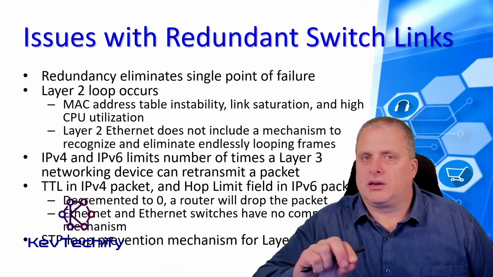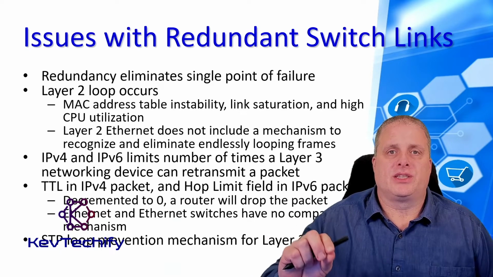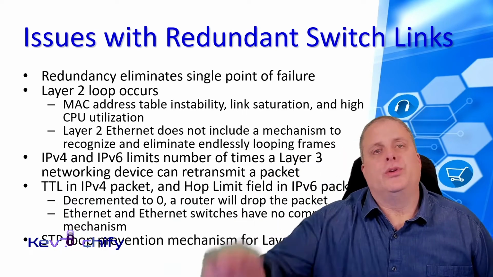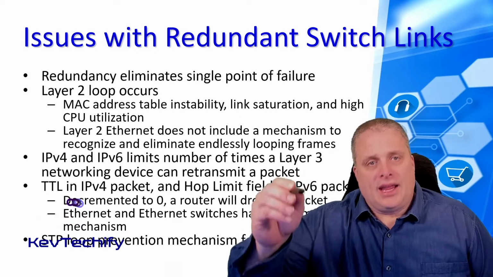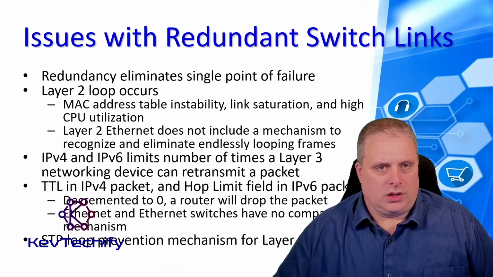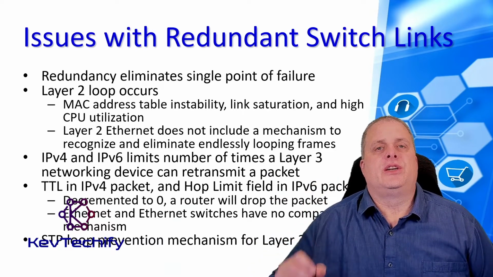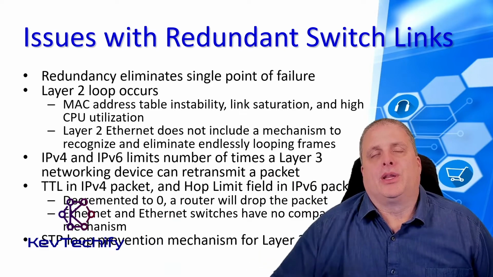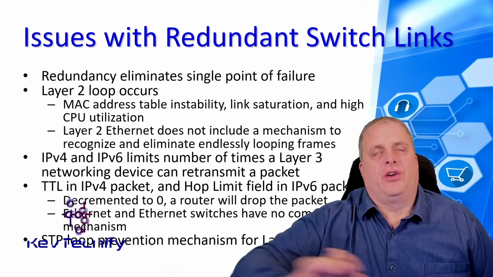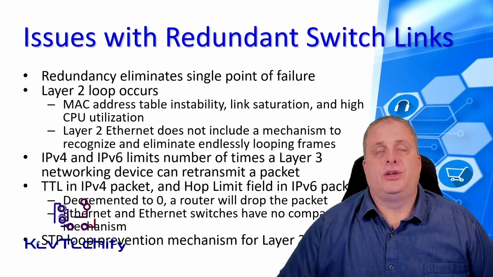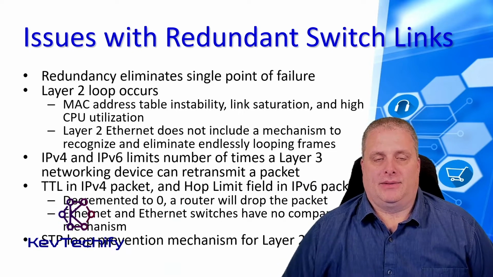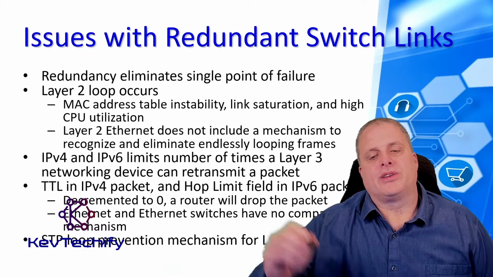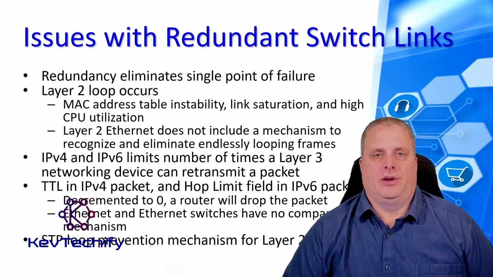Typically these fields start at something like 128 or 256. It goes through a router, which takes it down to 127. It goes through another router, down to 126. And eventually, if it goes through enough routers, it will get down to 0. When it gets down to 0, a router sees that the time to live or hop limit is 0, and that router will discard the packet. Layer 2 doesn't have anything like that. That's why we bring in the spanning tree protocol. It's another protocol that works in conjunction with our layer 2 Ethernet.